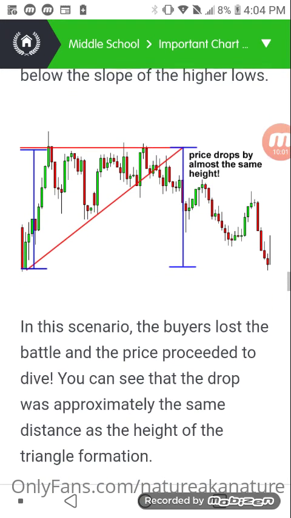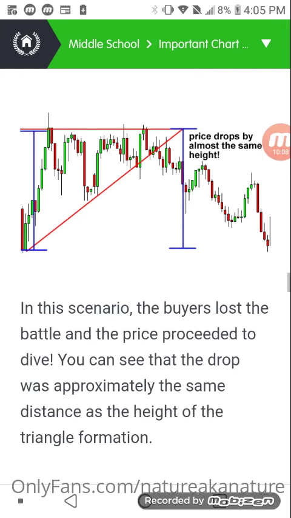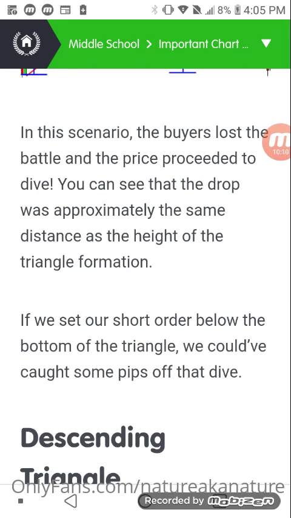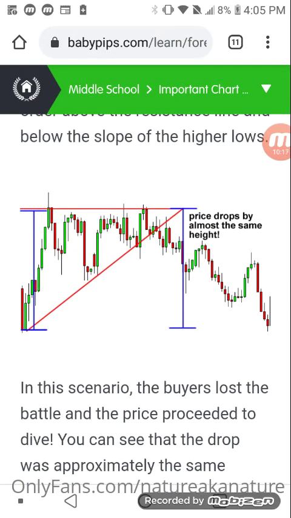Drop. So you can see that the drop was approximately the same distance as the height of the triangle formation. Okay, so if we set our short order below the bottom of the triangle, we could have caught some pips of that drop. So it's important to sometimes place a pending buy order above and a pending sell order below the triangle, just in case, so we have a buy and a sell order in both directions.